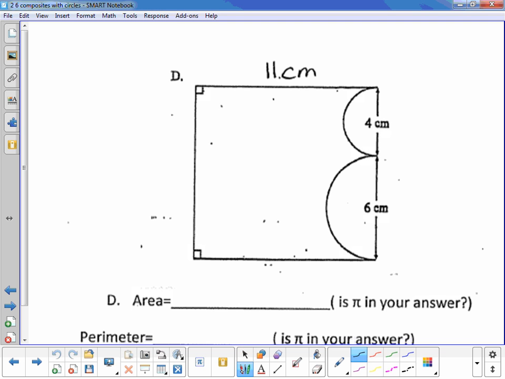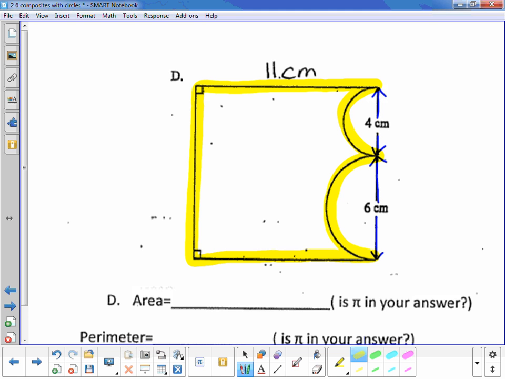Remember, perimeter is the distance around a figure, so it can't be anything inside the figure. Now, I will point out to you that these arrows are not a part of your figure. They are just indicating that from here to here is 4 centimeters and from here to here is 6 centimeters. So the perimeter of your figure is actually these pieces right here. Those pieces consist of 3 edges and 2 semicircle circumferences.